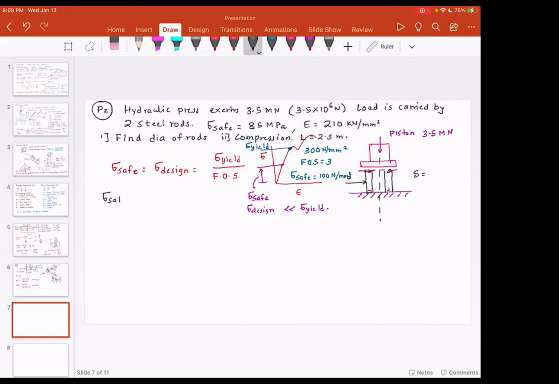Our sigma safe is 85 megapascals. To clarify, mega is 10 to the power 6. So 85 times 10 to the power 6 pascals is Newton per meter square. Now, all the dimensions are in millimeter, so I'm going to convert this into Newton per millimeter square. So 85 times 10 to the power 6 divided by 1000 squared millimeter square gives me safe stress as 85 Newton per millimeter square.